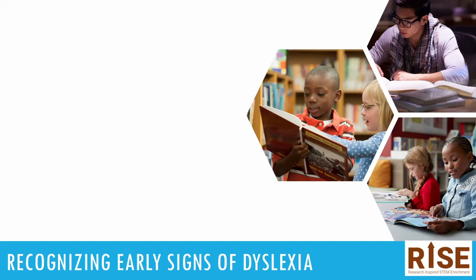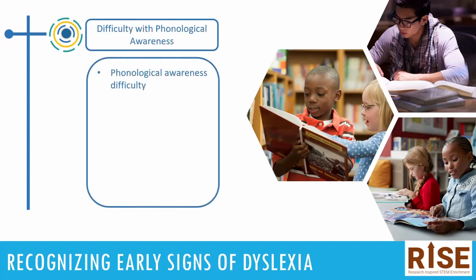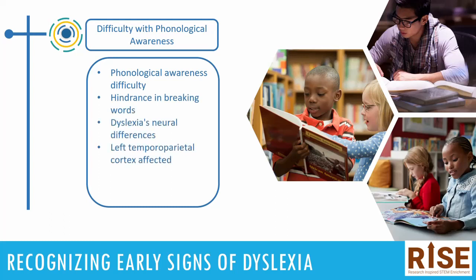Difficulty with phonological awareness. Difficulty with recognizing and manipulating the sounds of spoken language, known as phonological awareness, hinders a child's ability to break words into syllables or identify individual sounds in words. This foundational skill is crucial for developing strong reading and spelling abilities. In dyslexia, atypical activation and structural differences in the left temporoparietal cortex, particularly in areas such as the superior temporal gyrus, STG, and supramarginal gyrus, SMG, contribute to challenges in phonological processing.